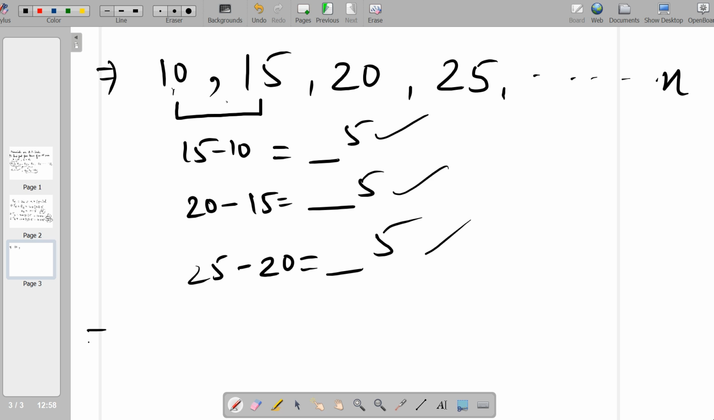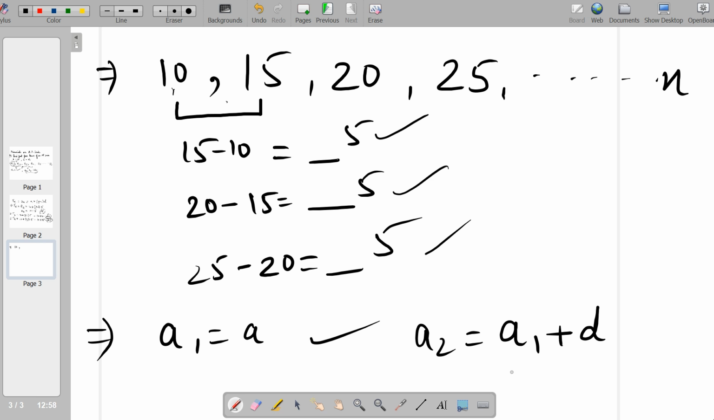If you don't want to utilize the expressions, you can simply write a1 is equal to a, that is the first element. Then for a2 you can simply do a1 plus d. Then for a3 it will be a2 plus d. That means to the first element, if you add 5, you will land on the second position. To the second element, if you add again 5, the common difference, you will get the third value. To the third value, if you again add the common difference 5, you will get the fourth value.